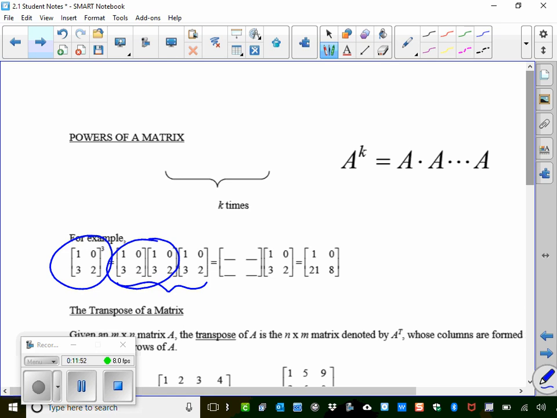So 1, 0 times the 1, 3 in the first column would be 1. And then 1, 0 times a 0, 2 right here would come out to 0. All right, and then the 3, 2 times a 1, 3 comes out to 3 plus 6, so 9.